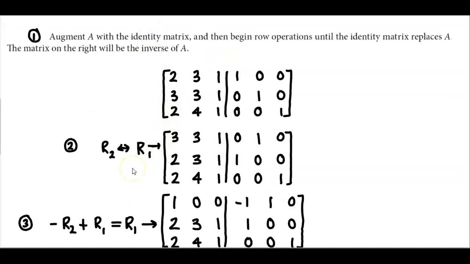So now what we can do is rearrange row 2 with row 1. So we have row 2 and row 1 now. Row 1 is 3, 3, 1, 0, 1, 0. And row 2 now becomes 2, 3, 1, 1, 0, 0.